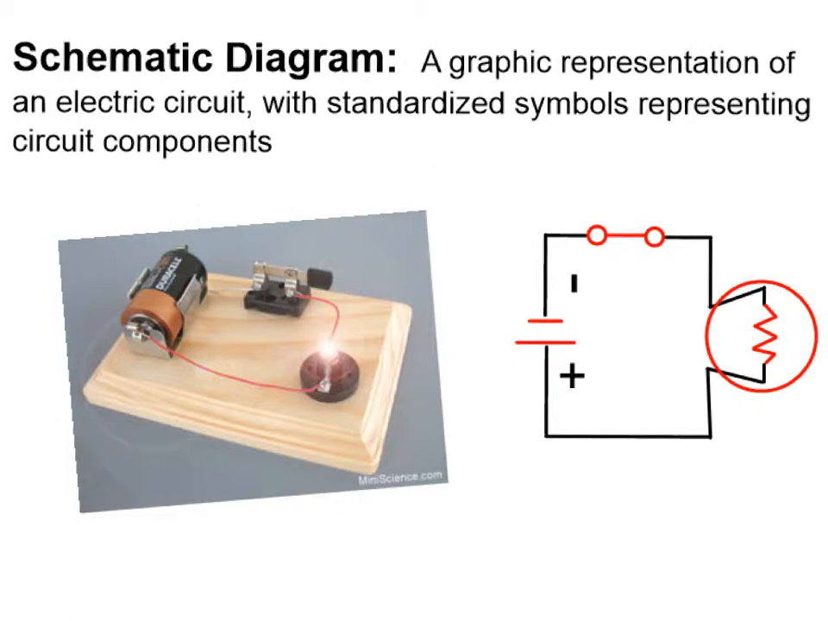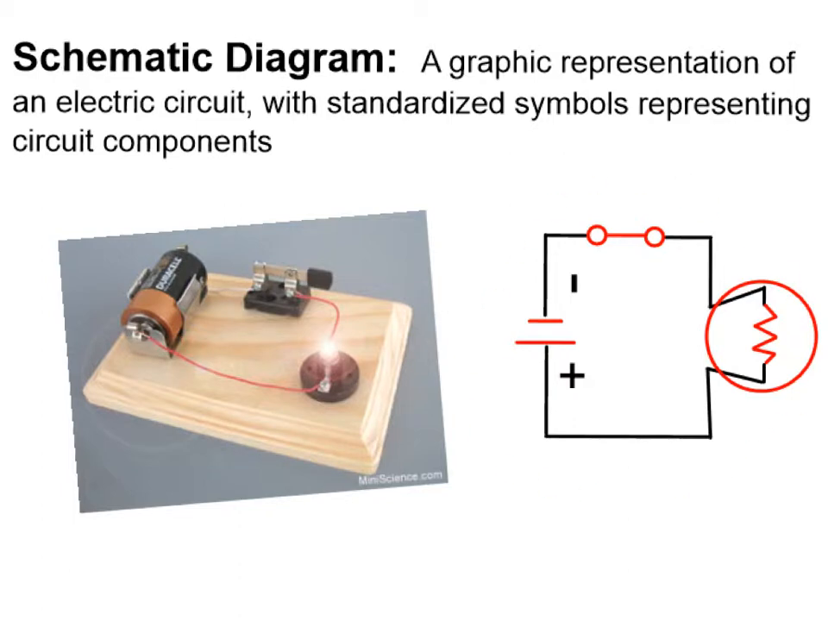So what is a schematic diagram? It's basically a graphic representation of an electric circuit. It uses very standardized symbols that represent the different circuit components. Here we have our circuit, we have our potential difference, the battery, we have a switch that's closed, so this is a closed circuit, and we have our light bulb, which is also a resistor as well. The wires are connecting all of these.